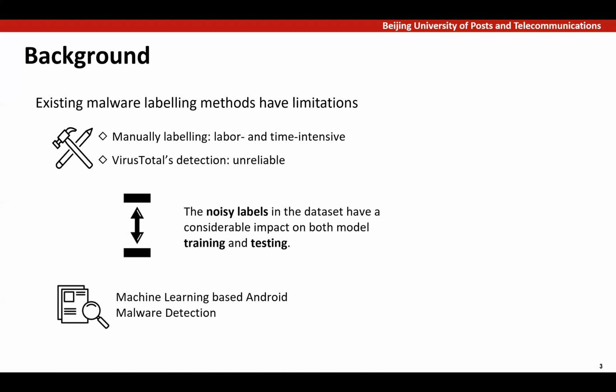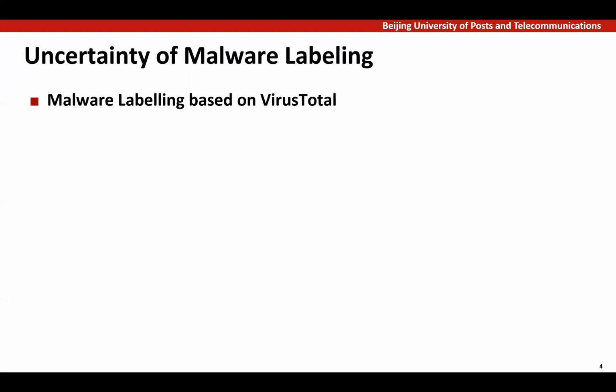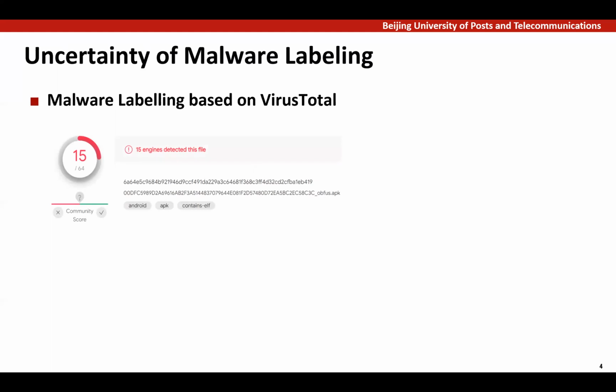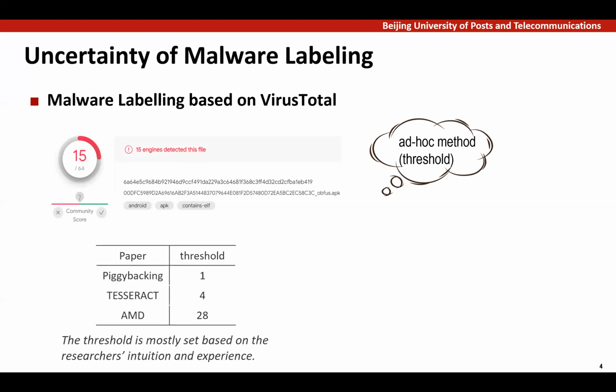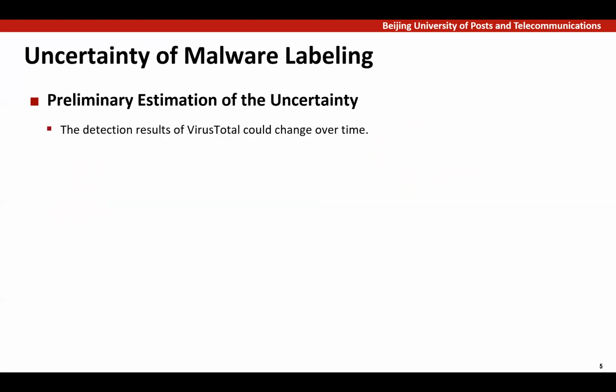and testing. We first discuss the uncertainty of malware labeling using VirusTotal. A common challenge of using VirusTotal is that engines often disagree with each other. In this context, researchers usually define a voting threshold to label malware. However, different researchers would choose different thresholds. The threshold is mostly set based on researchers' intuition and experience. There are no standards on how to label apps based on the detection results of various engines.